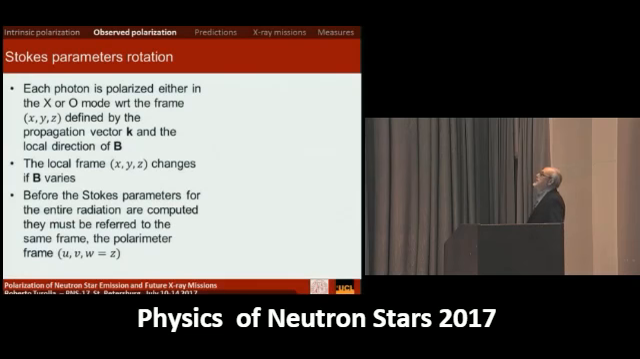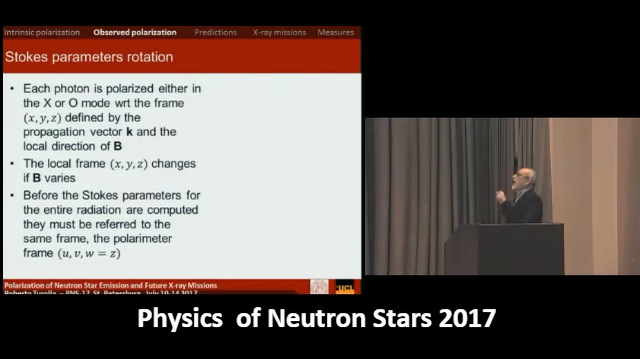I'm going quickly through this. The fundamental point one should bear in mind is that each photon is polarized in the ordinary or extraordinary mode, but it is so polarized with respect to a frame XYZ, which is defined by the propagation vector k and the local direction of B. Of course, as the photon propagates, the local frame XYZ changes if B varies. Of course, k remains always the same, because this is the line of sight direction. But if B changes, the local frame changes.